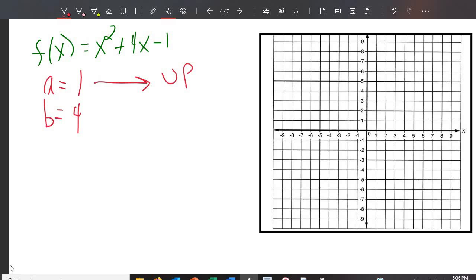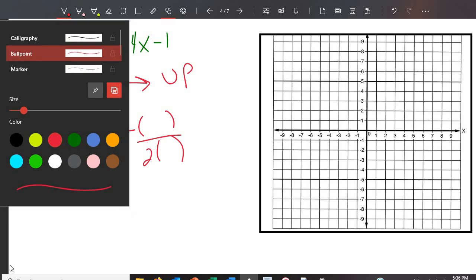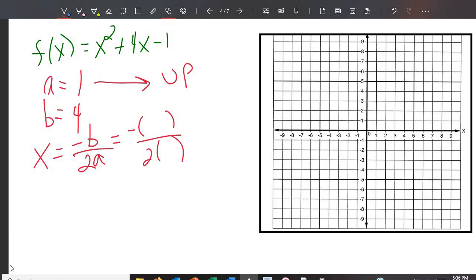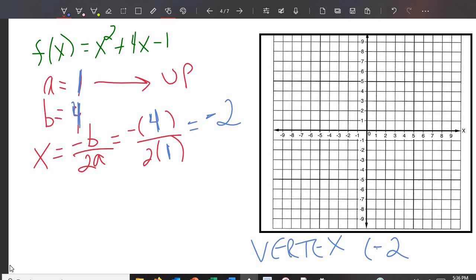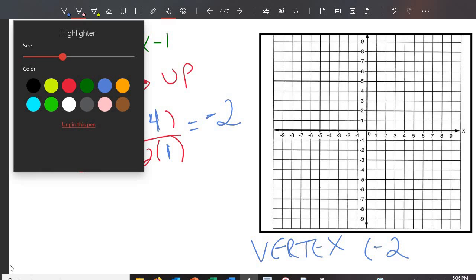Alright, let's find the x coordinate of the vertex. Alright, so I know that b is 4. So 4 goes here. A is 1, so 1 goes in the bottom. If we simplify this, we'll get negative 2. I'm going to write down here, the x coordinate of my point is negative 2. Now, I said earlier that that also represents something called a line of symmetry.